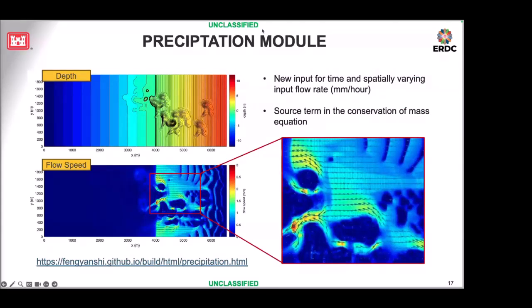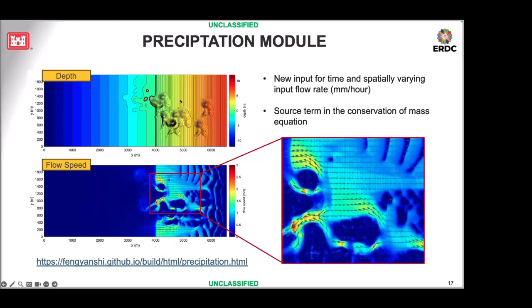Another new feature we have added in FUNWAVE, while not directly related to this project, is a precipitation module. What this basically adds is a new input for time and spatially varying input flow rates in terms of millimeters per hour. And this is added into FUNWAVE as a source term in the conservation of mass equation. These are still preliminary results, but they look promising so far.